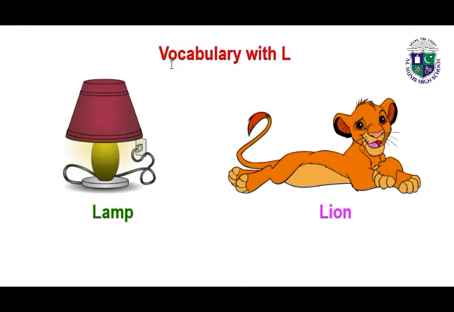Now here we have vocabulary with L. Vocabulary with L. L, lamp. L, lion. Read after me: L, lamp. L, lion.